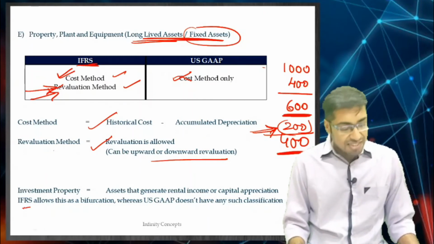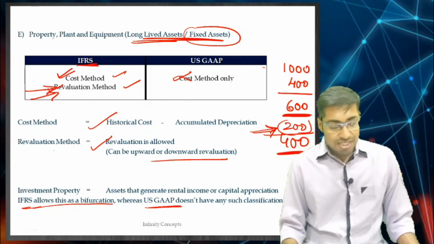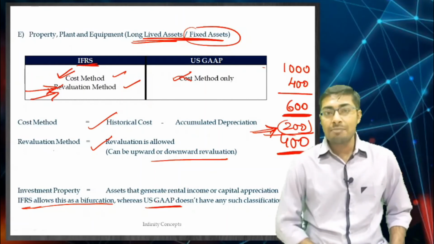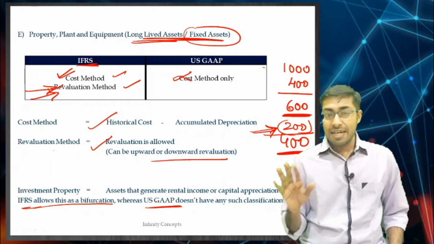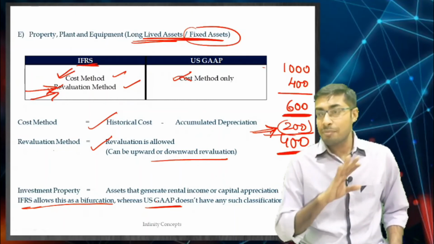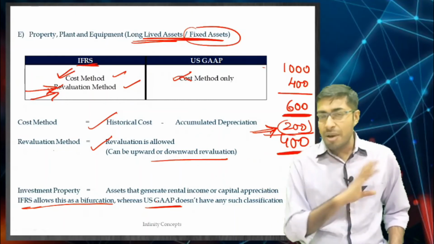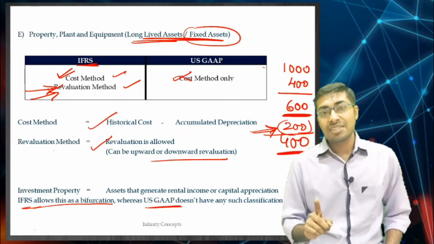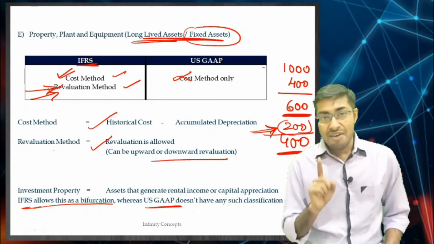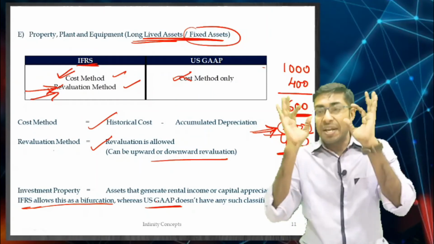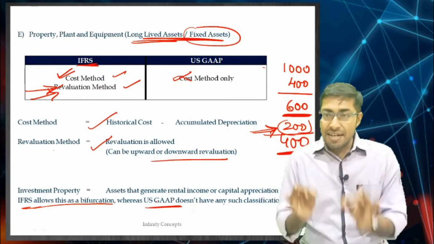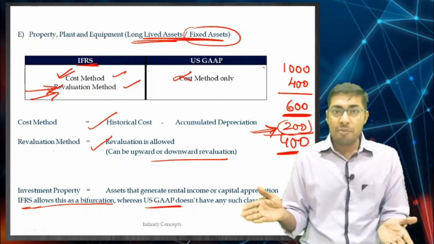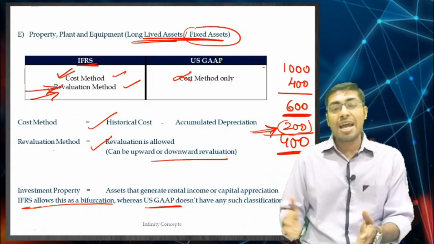Remember, IFRS allows this bifurcation, US GAAP does not have this classification at all. US GAAP considers all properties as normal property, no bifurcation over there. IFRS is going to allow this bifurcation. Also, I told you IFRS is going to show you what the real picture is. In reality, you understand that this is a normal property and this is an investment property, and this bifurcation is going to be allowed by IFRS.